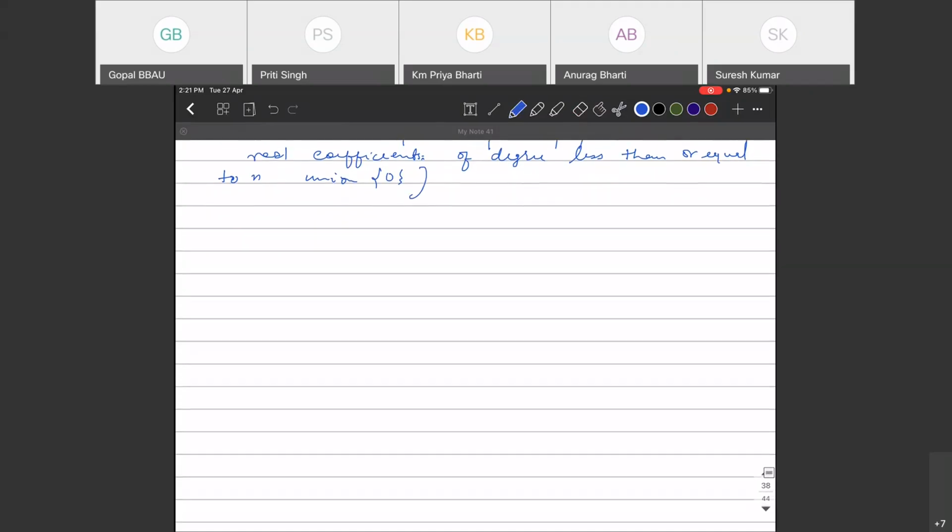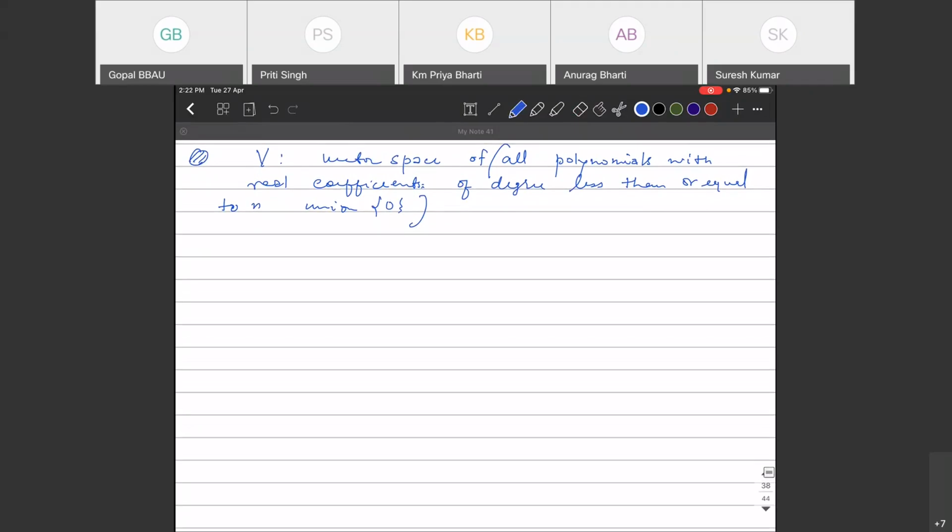This is a vector space. Can anyone tell me its basis? What is its basis? One, x, x square up to x to the power n, because it is less than or equal to n. So it is an n plus 1 dimensional vector space.